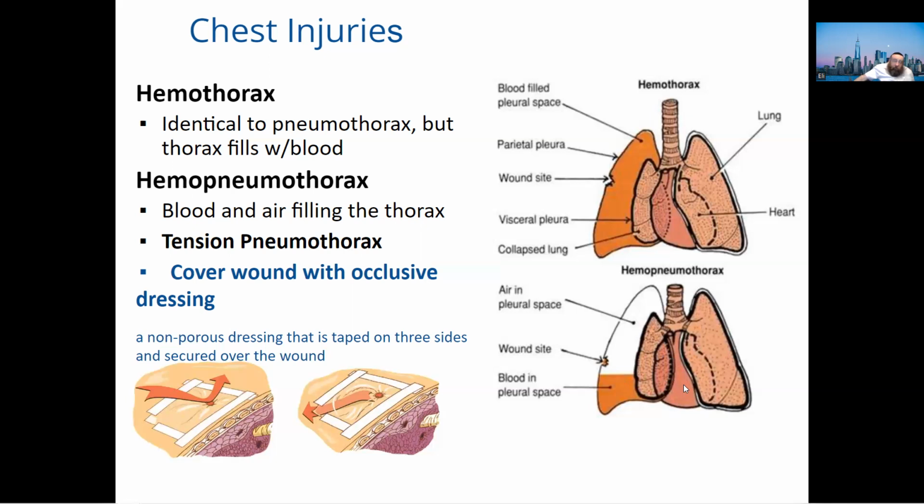So it's getting pushed against the heart. The heart is getting pushed against the good lung, and there's no room. And this is known as a tension pneumothorax, and this is what kills people from stabbing gunshots that are in the chest.